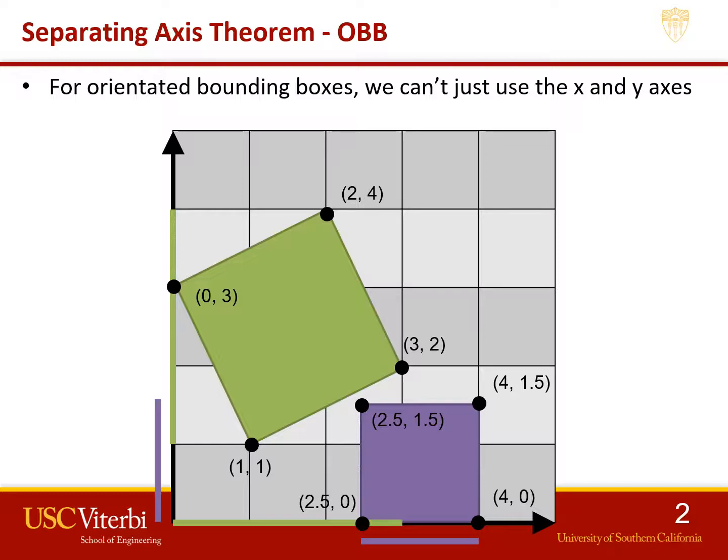Now we have boxes that don't have to be aligned to the x-axis or the y-axis, and they don't have to be aligned to each other either. As you can see in this example, the green box and the purple box, they don't intersect. You can clearly see that they don't. But the y-axis here shows an overlap between those shapes, and the x-axis also shows an overlap between those shapes. So we're going to need something else.